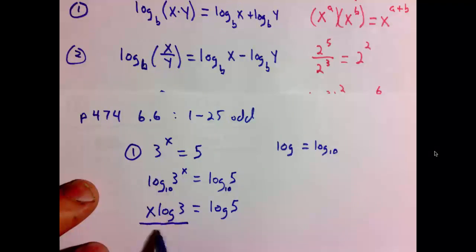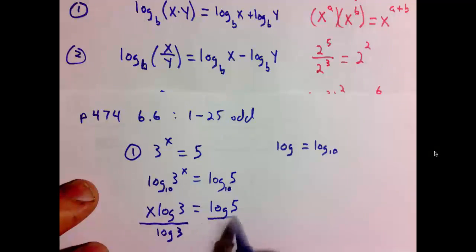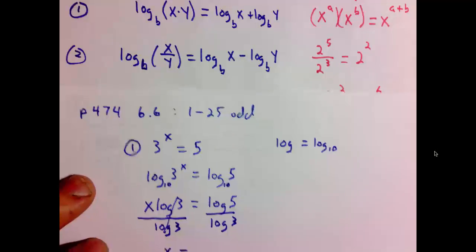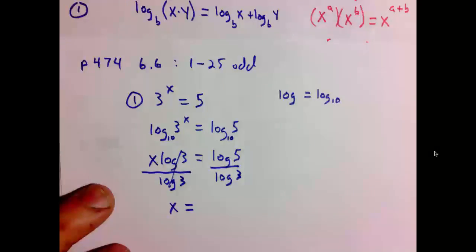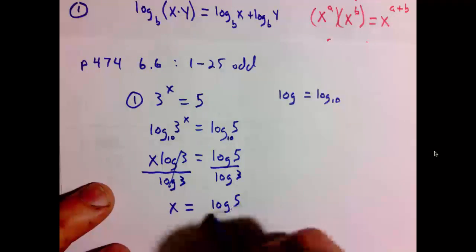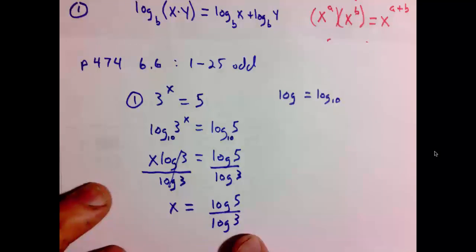This is just some number. It's a constant. Log 3 divided by log 3. These divide and leave x. X is equal to log of 5 divided by log of 3. And you can evaluate this.